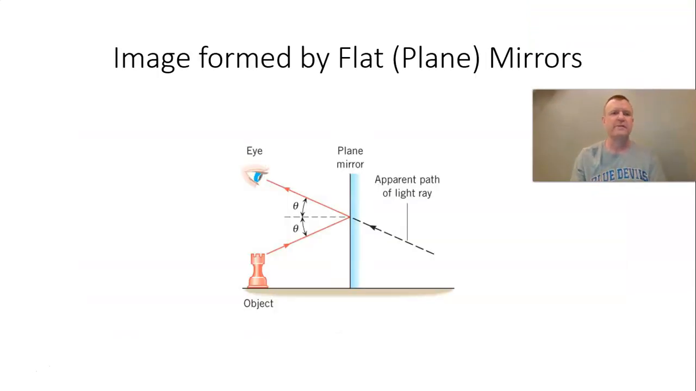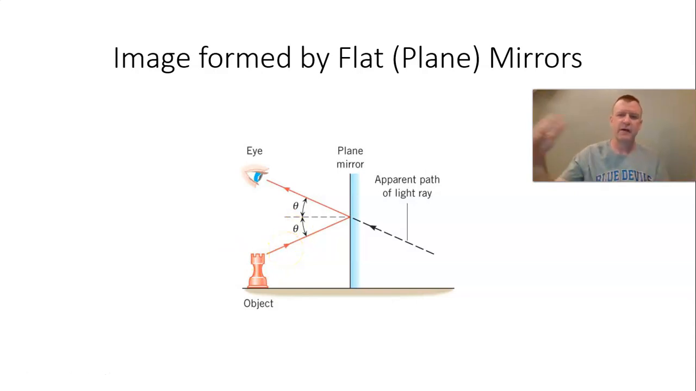Okay, so images formed by plane mirrors or flat mirrors. That's what we're going to talk about today. Flat mirror, plane mirror, it means the same thing. Okay, so here is a chess piece and then somebody looking at that chess piece. I don't know who does this, but this could be your chin or your belly button or something you're looking at in the mirror.